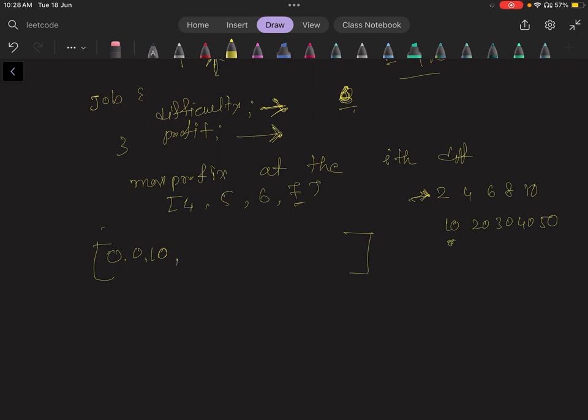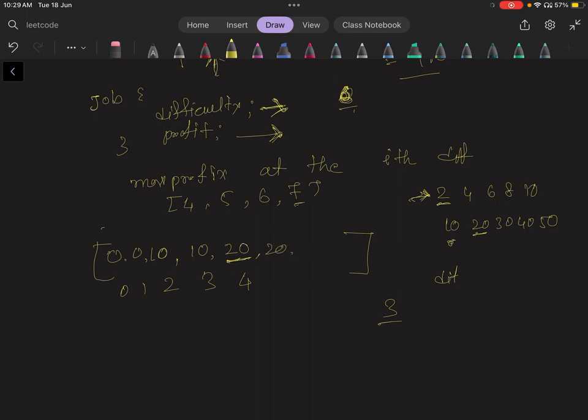Then we have the third element, difficulty of 3. If a worker has a difficulty of 3, he can do the job with difficulty 2, right? So in that case the profit will be the same as for 2, so difficulty 3 also becomes 10. Next we have a 4. In that case the maximum profit we are getting is 20, which is greater than 10, so I will take that. Here we are storing the maximum. Again we have a 5, which just takes the previous 20.